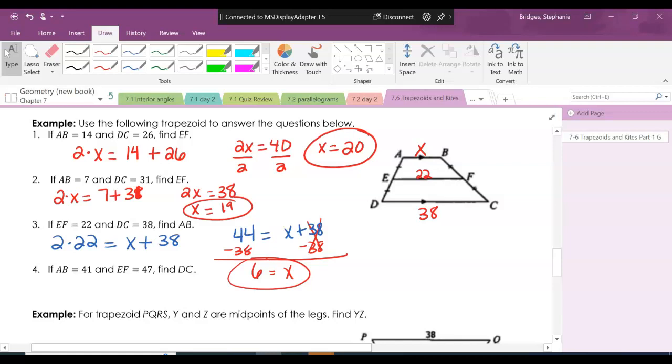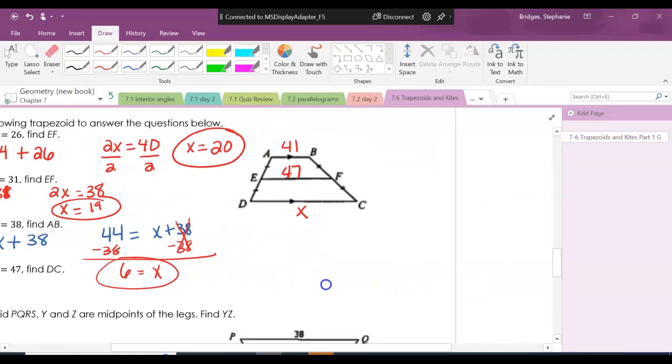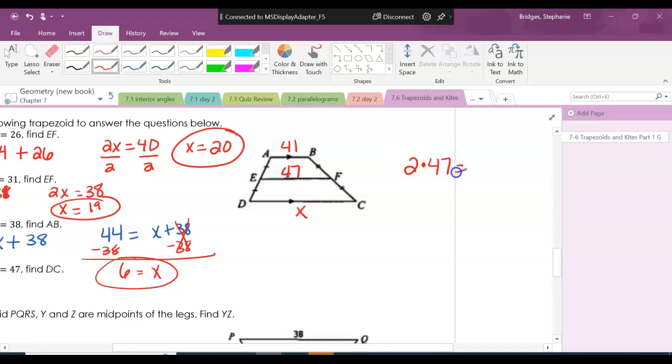Again, erasing our labeling, relabeling for the next question. It tells me that AB is 41. It tells me EF is 47. And it tells me DC is X. So, 2 times which one is my midsegment? Equals, what's my top base? Plus my bottom base? Okay. 2 times 47 is how much?